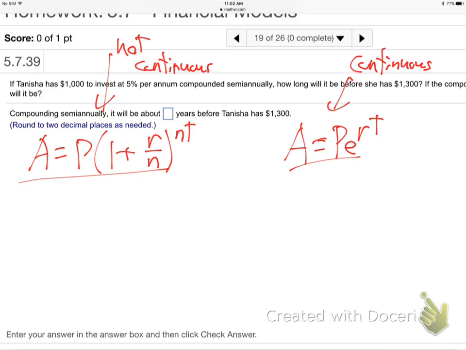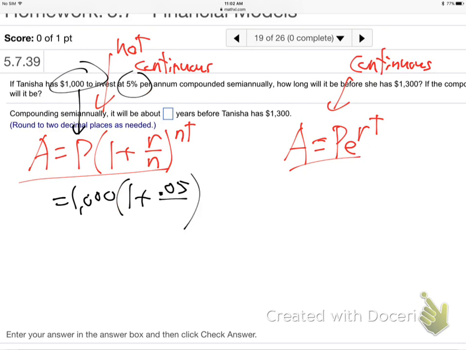So this is a little tricky. What do you do with the 1,000? What letter is the 1,000? P. That's the principal, because that's always what they put in first. Principal is always the money put in first. Okay, the 5%, I mean, is the rate, the 0.05. I think you know that. What's the n? Yes, semi-annually is twice a year. Remember, n is the number of compoundings per year. Semi-annually is twice a year.